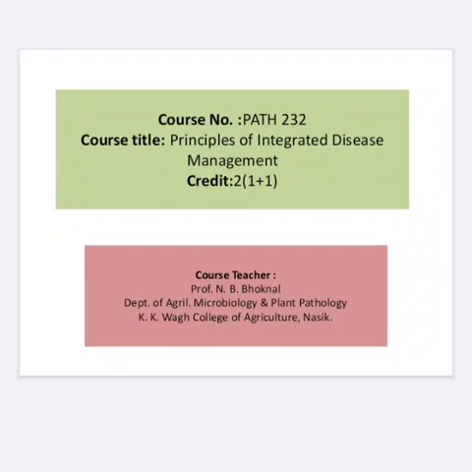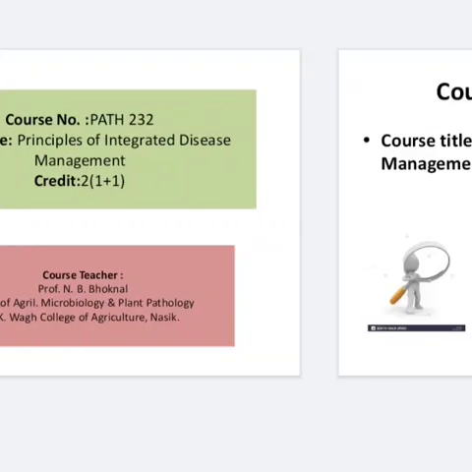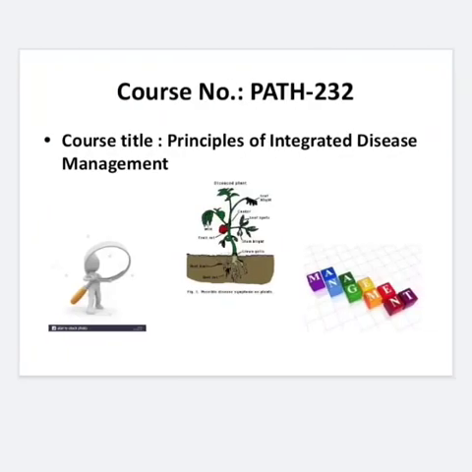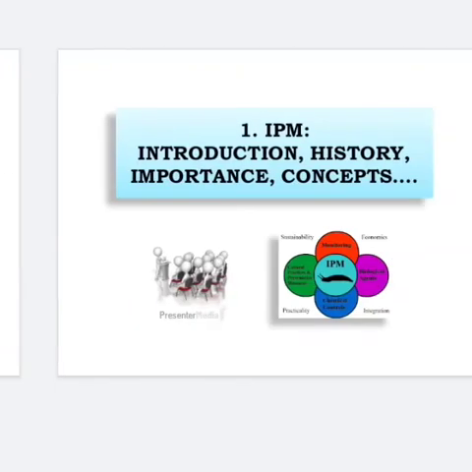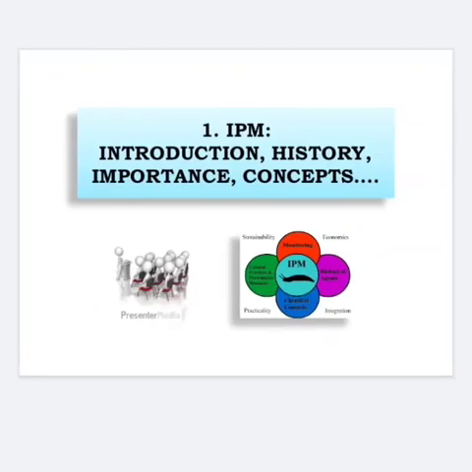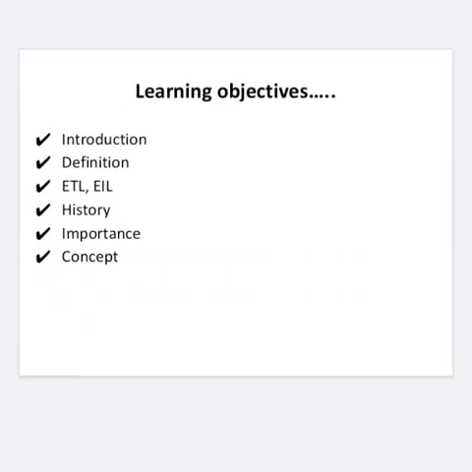In this semester, the course in plant pathology is Path 232, titled Principles of Integrated Disease Management, with credits 2. Today, we will be dealing with a topic that is IPM: introduction, then history, importance, and concepts. Let's see one by one.